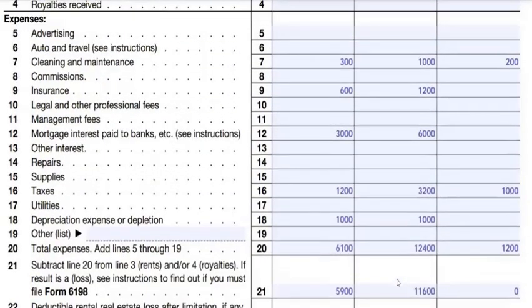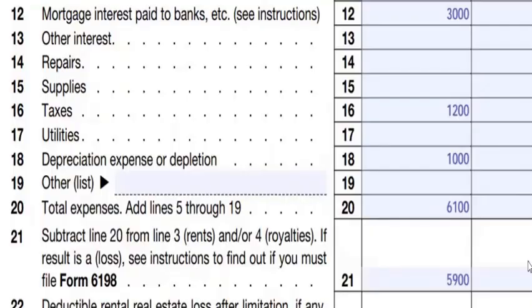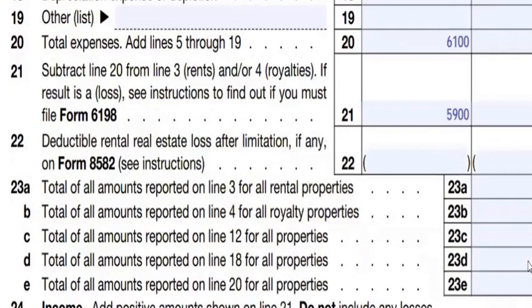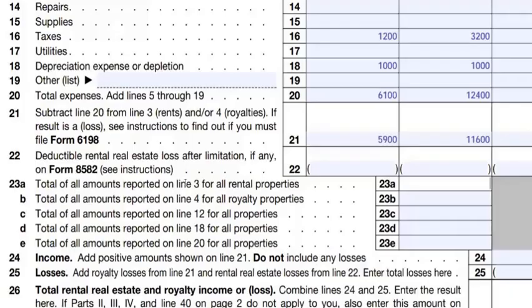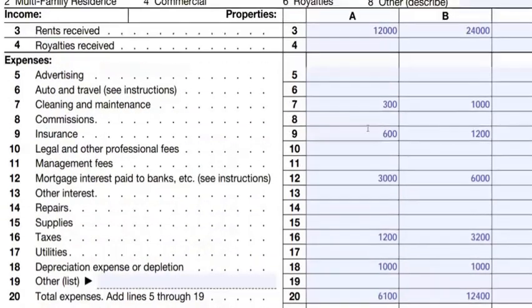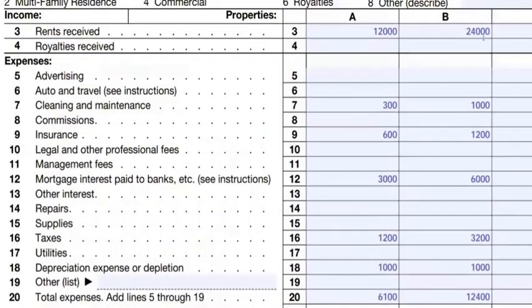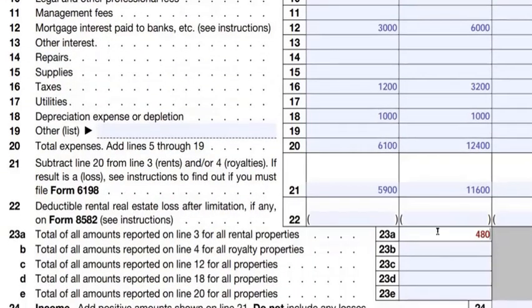This is how we will be receiving the information. I'm just telling you how they are going to fill it, but this schedule will already be filled up, updated with all this information. So then total of all amounts reported on line 3 for rental properties. All three properties' total amount reported on line 3 you can add here. So total 4800. That is how it will reflect.